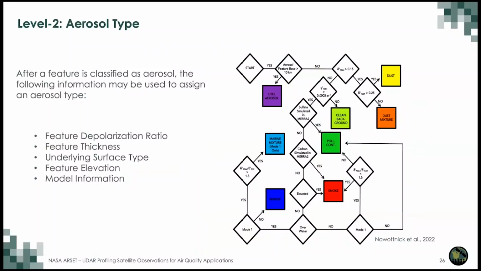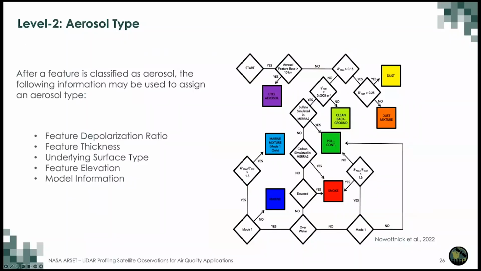So that's clouds. Now let's talk about aerosol type. So now we have a feature identified as aerosols using the color ratio. Here's an example flowchart from the CATS aerosol typing algorithm for how we assigned aerosol type. And so there's several inputs into this. One is, as you can imagine, the depolarization ratio. That's very useful for identifying dust and dust mixtures. We use information on the feature thickness. Is it really thick? It's more likely to be a smoke plume.